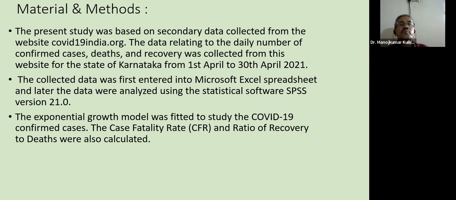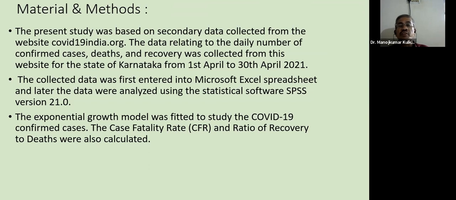The data for the present study was secondary data, which we obtained from the website COVID-19 India.org. This daily up-to-date data was available. It pertained to 1st April to 30th April 2021. It was a very peak, very uncontrollable situation. It was not imaginable that we would be able to control it within the span of 7-8 months. That was the very grim picture when this second wave started.